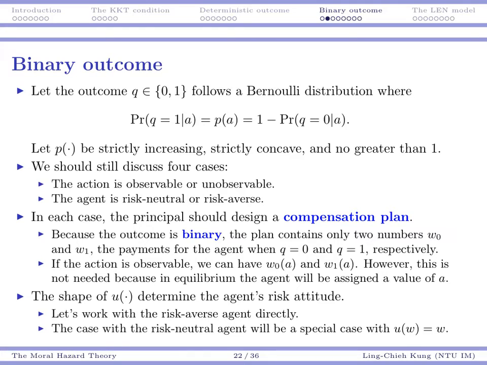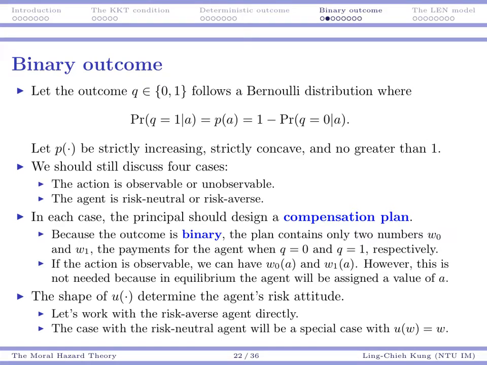Here are a few things. Because the outcome is binary, either 0 or 1, if we are designing an output-based contract, then that contract would only contain two numbers: what I would pay when the outcome is bad, and what I would pay if the outcome is good. So if this is an output-based contract, then it's W0 and W1.